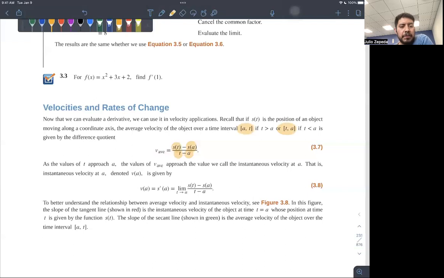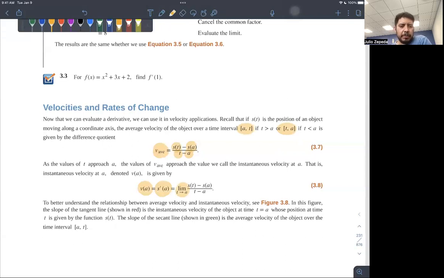As the values of t approach a, the values of v average approach the value we call the instantaneous velocity at a. That is, the instantaneous velocity at a, denoted v of a, the velocity at a, is just the derivative of the position function s at a, which is just going to be the limit as t approaches a of this difference quotient.